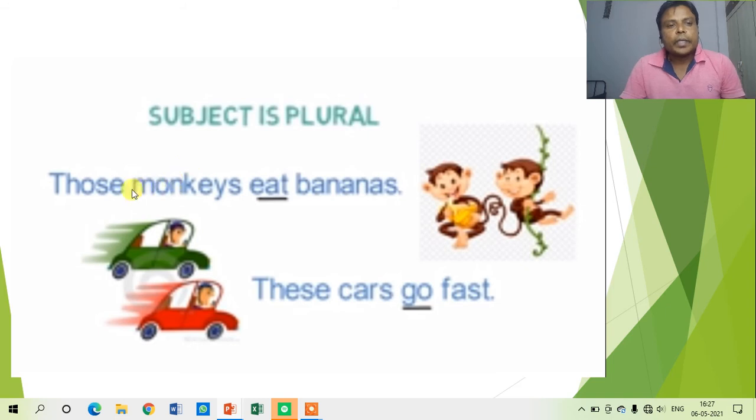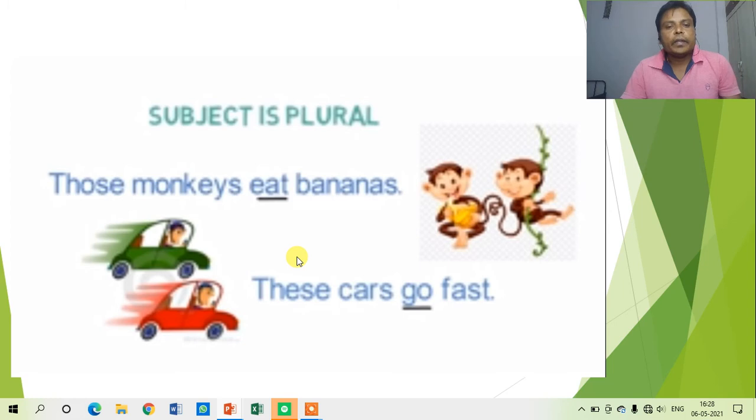The first example is those monkeys. Here you see the s is there, so those monkeys is the subject, which is in plural form. There is also a picture which shows more than one monkey, that is two monkeys. So, those monkeys eat bananas. Now, those monkeys is a subject in plural form, so we have used the verb eat, which is a plural verb.